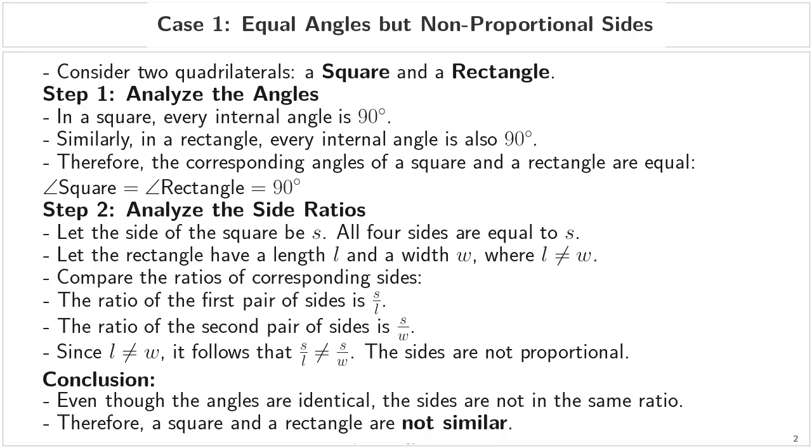So, what is our conclusion here? Even though the angles are identical, the sides are not in the same ratio. Because that second essential condition failed, we must conclude that a square and a rectangle are not similar. This sets the stage for our next slide, where we will look at the opposite problem. What happens when the sides match, but the angles do not?